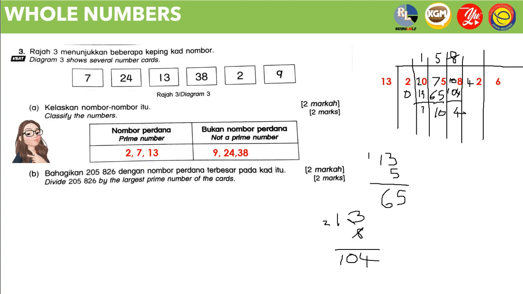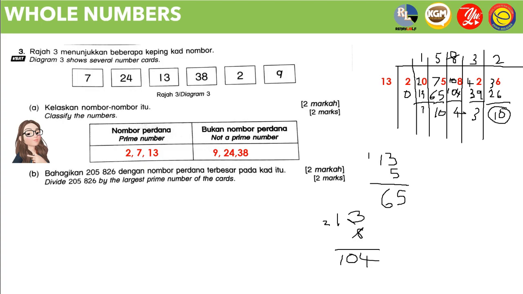So 42. 13 times 2 is 26. 26 plus 13 is 39. So we have 39. 39 is 3 times 13. So we have balance of 3. So we're going to bring 36 here. So 13 and 13 is 26. So it's actually times 2. So 2 times 13 is 26. So we have a balance or remainder of 10.